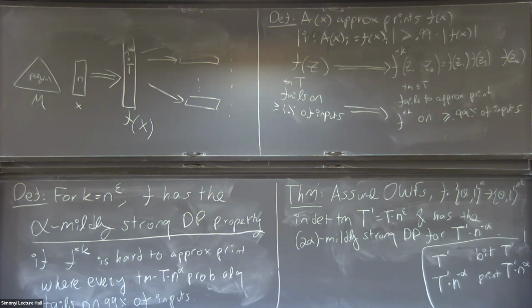Wait, what is the relationship between alpha and epsilon? Alpha can be any constant, but think of it as very small. The smaller it is, the harder it is to prove the theorem.